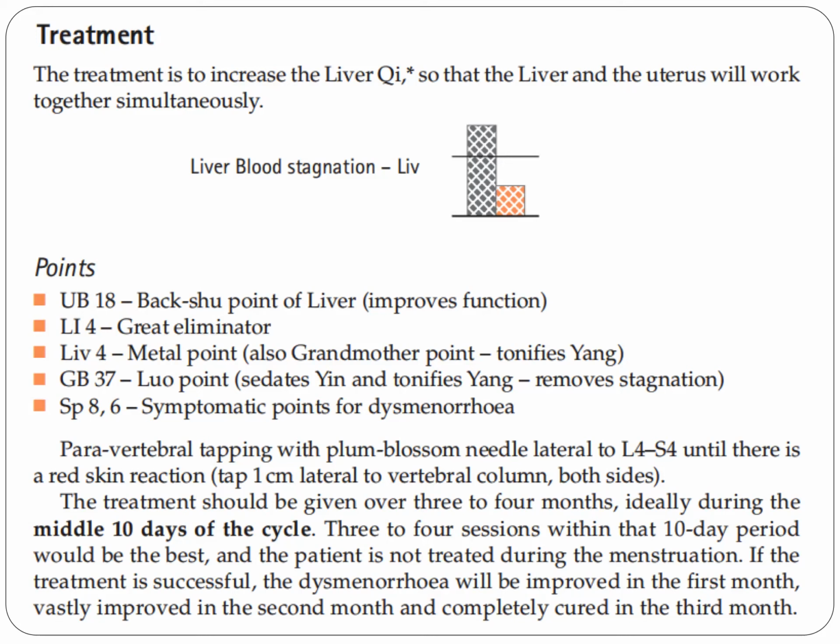Paravertebral topping with plum blossom needle, lateral to lumbar 4 to sacral 4, until there is a red skin reaction. Top 1 centimeter lateral to vertebral column, both sides. The treatment should be given over 3 to 4 months, ideally during the middle 10 days of the cycle. 3 to 4 sessions within the 10-day period would be the best, and the patient is not treated during the menstruation. If the treatment is successful, the dysmenorrhea will be improved in the first month, vastly improved in the second month, and completely cured in the third month.